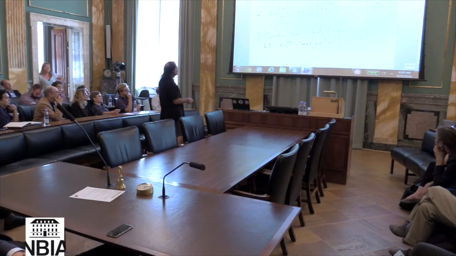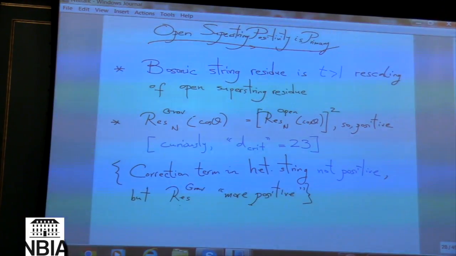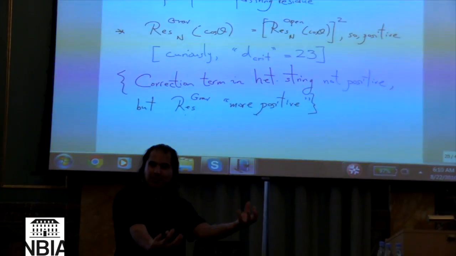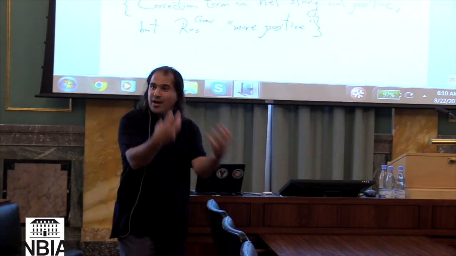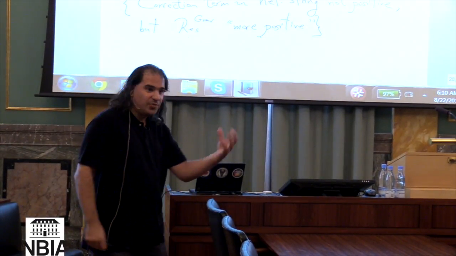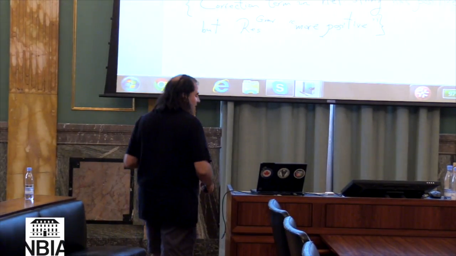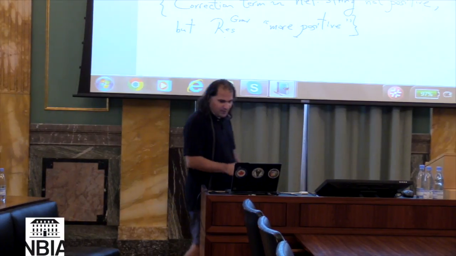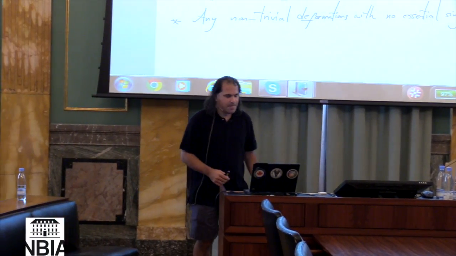And related to that, this correction term to the amplitude that I told you about in the heterotic string is not a positive function by itself. And that's why you can't make its size too large relative to the type 2 piece which is sitting there without running afoul of positivity. But the fact that the gravity piece is more positive than it needs to be allows these other deformations to exist.